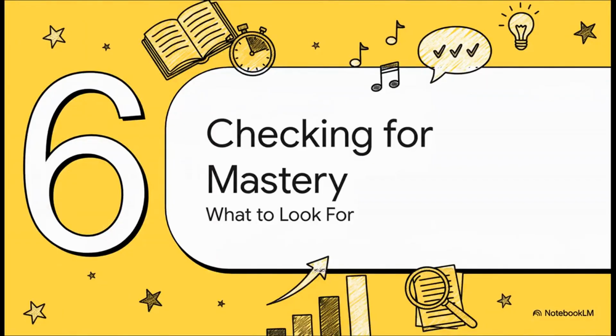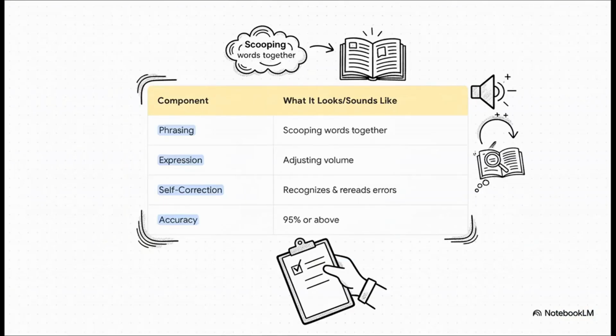Okay, deep breath. We've taught the lesson. Now for that final crucial piece. How do we know if it actually worked? How do we check to see if they're mastering the standard? This table is basically your cheat sheet. It gives you a clear checklist of what mastery actually looks and sounds like in the wild.